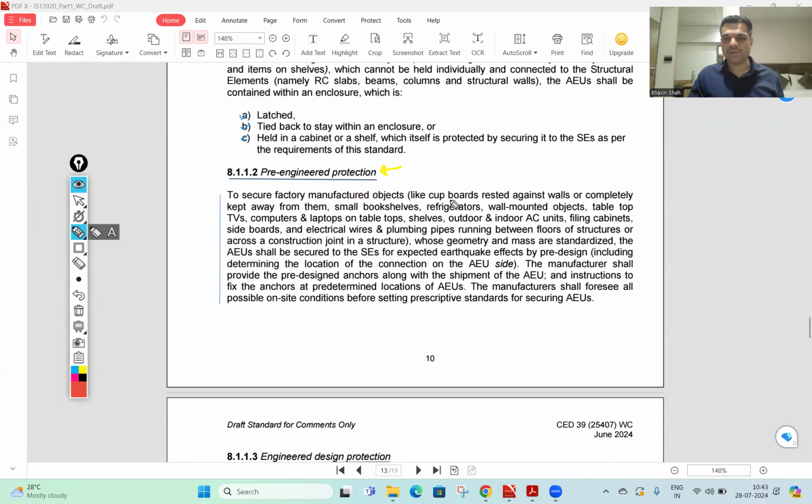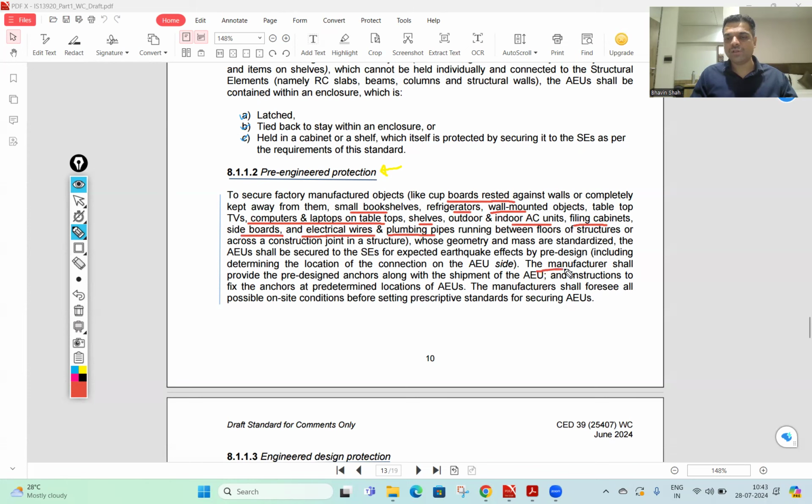For example, if we see quickly this requirement, let's say a cupboard rested against a wall, or let's say completely kept away from them. Small bookshelves, refrigerators, wall-mounted objects, tabletop TVs, computers, laptops on the tabletops, shelves, outdoor and indoor AC units, filing cabinets, sideboards, electrical wires, plumbing pipes, etc. So many items are given here for reference.